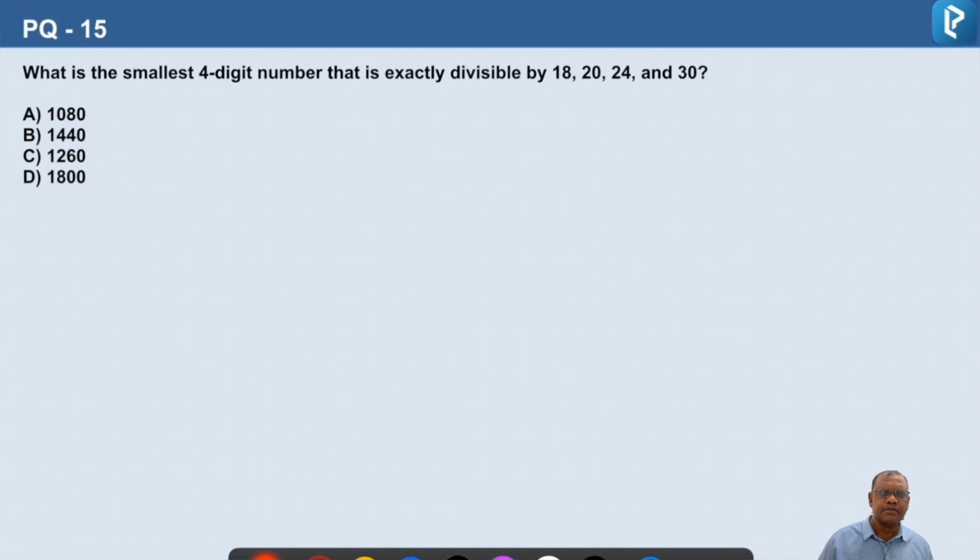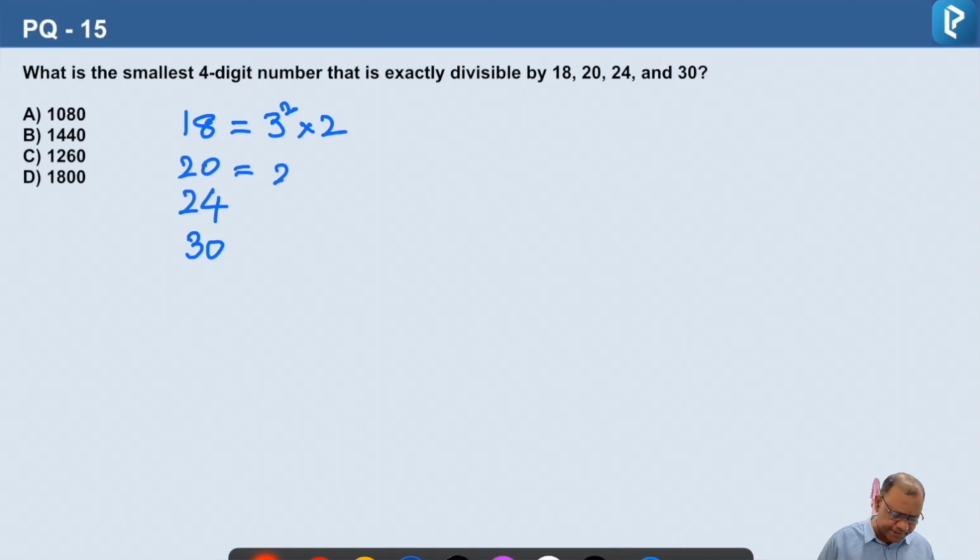Question number 15. What is the smallest 4-digit number that is exactly divisible by 18, 20, 24 and 30? So find the LCM again. 18, 20, 24 and 30. 18 is 9 twos. 20 is 4 fives. 24 is 8 threes, 30 is 6 fives.